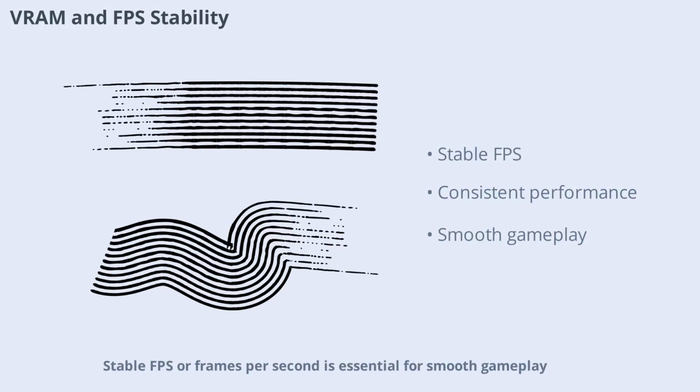Stable FPS, or frames per second, is essential for smooth gameplay. VRAM helps maintain FPS by allowing the GPU to quickly access all the visual data it needs. When VRAM is low, FPS can drop, causing choppy visuals and lag. With enough VRAM, you'll enjoy consistent performance and a more enjoyable gaming experience.